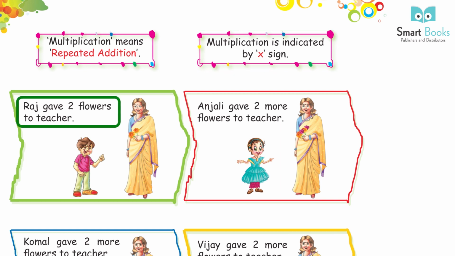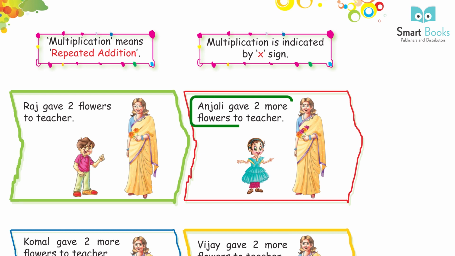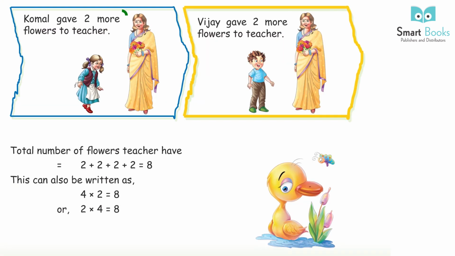Raj gave 2 flowers to the teacher. Anjali gave 2 more flowers to the teacher. Komal gave 2 more flowers to the teacher. Vijay gave 2 more flowers to the teacher. The total number of flowers the teacher has is equal to 2 plus 2 plus 2 plus 2 is equal to 8.